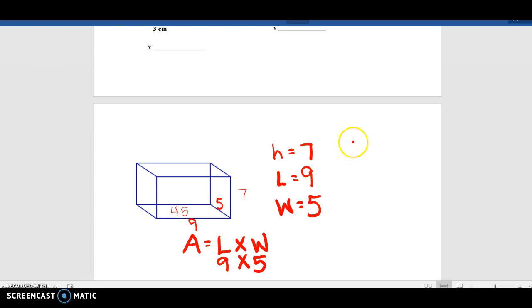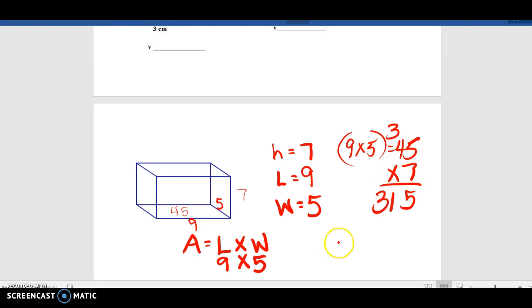So I would say 9 times 5 is 45, times 7. So 7 times 5 is 35, 7 times 4 is 28, plus 3 is 31. So this figure would have a volume of 315 cubic centimeters. Or, if I got the little plastic centimeter cubes, it would take 315 to build a figure with these dimensions to take up that amount of space.